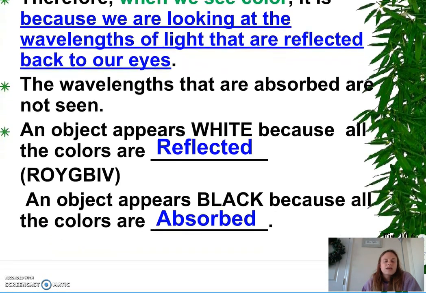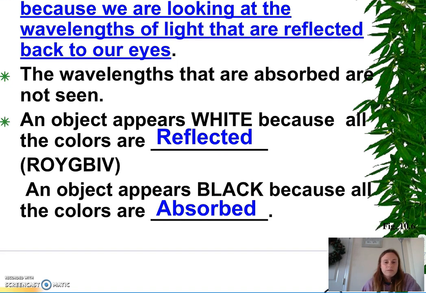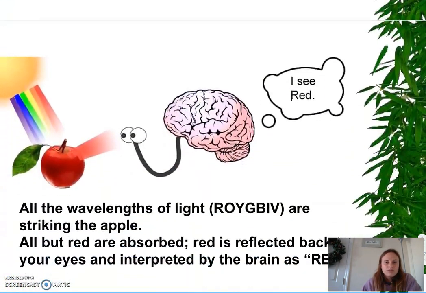Whereas if we see an object appearing black, that's because all the colors are absorbed. Think about a hot day in the summer. If you're wearing a white t-shirt, all of the light is reflected off of you. Whereas if you're wearing a black t-shirt, all of the light from the sun, you're absorbing it.